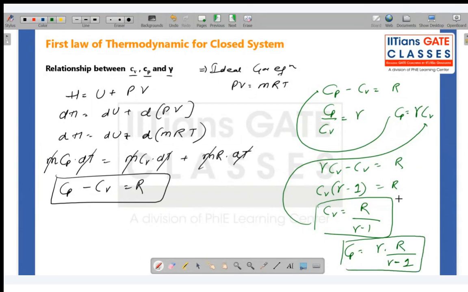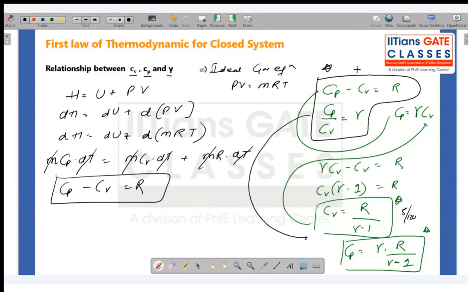Very rarely we use these two equations. The most we use is basically these two. This is very, very frequently used. Maybe 5 times out of 100 we use the other. Very rarely, and anyway, it came from here itself. So if you are using this, you are fine. Okay, clear?